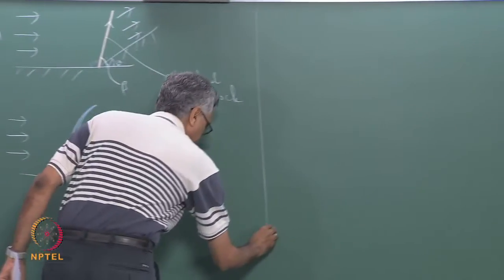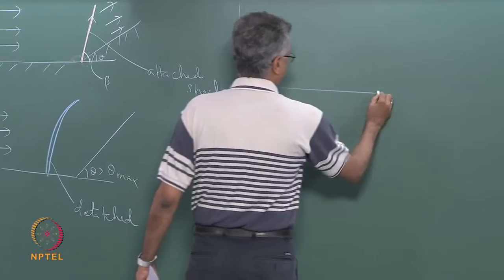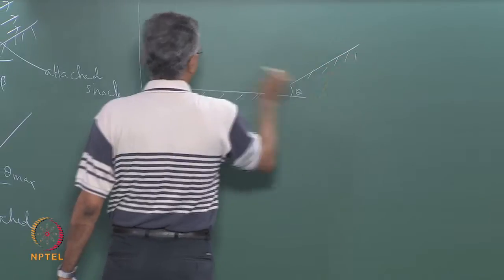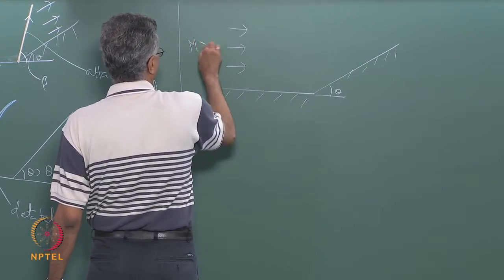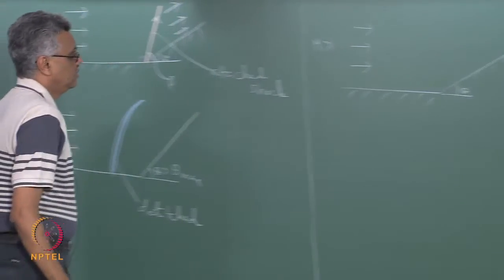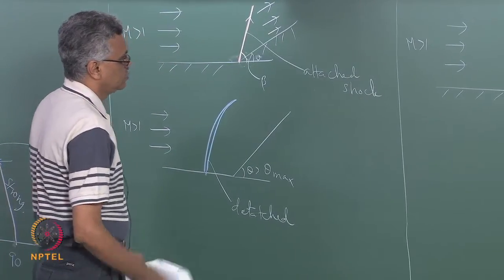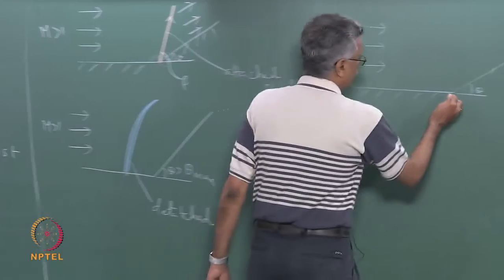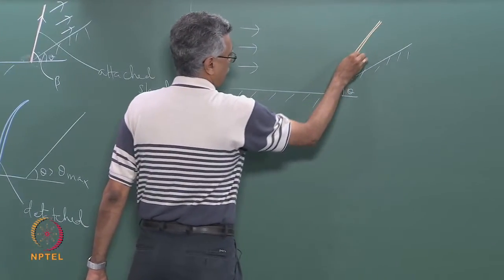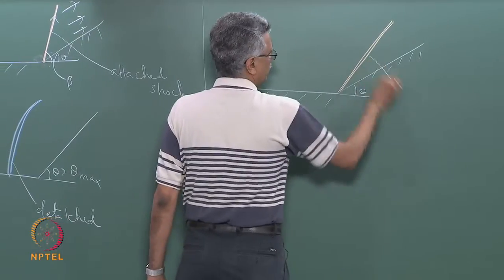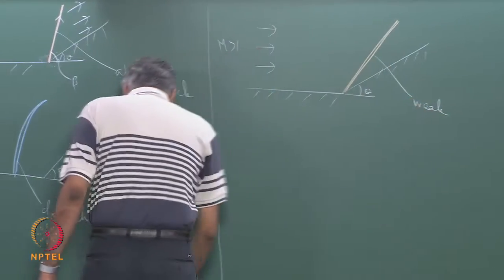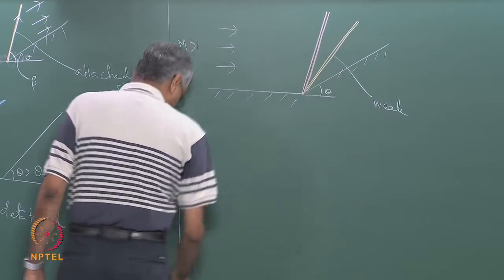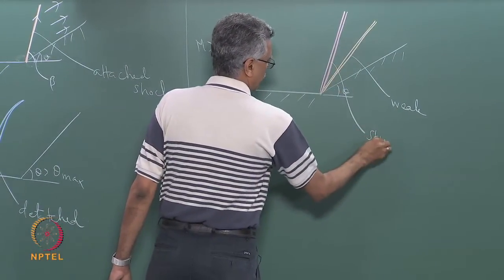For a given value of theta, if this is my theta, and for a given value of M, the weak shock solution has a smaller value of wave angle compared to the strong shock solution. So the weak shock solution would look something like this, right? So this is the weak shock solution, and the strong shock solution would look something like this. So that is the strong shock solution.